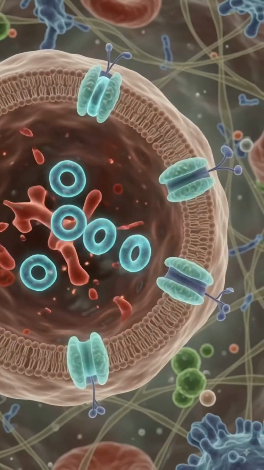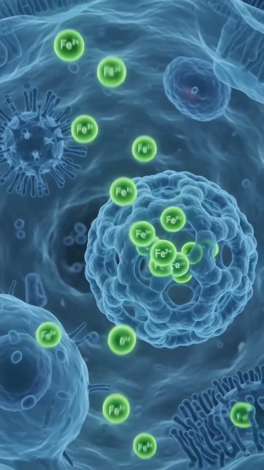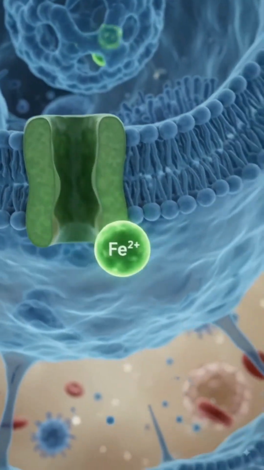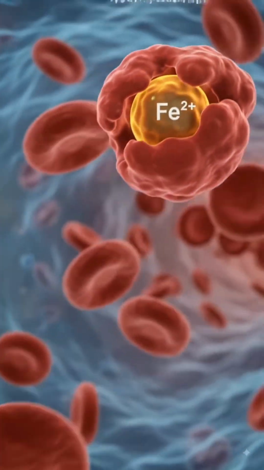The RBC-containing phagosome matures. Fusion with iron. Fe2+ enters the macrophage pool. It is stored or exported by ferroportin. Ceruloplasmin oxidizes it. It binds transferrin for transport to the bone marrow.